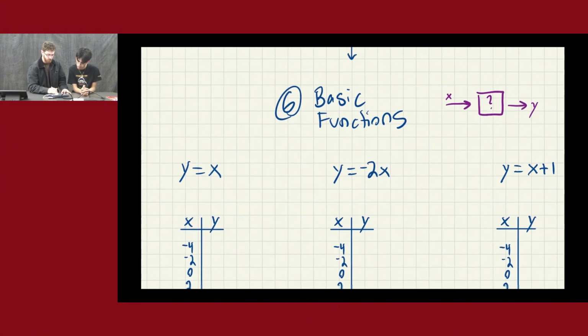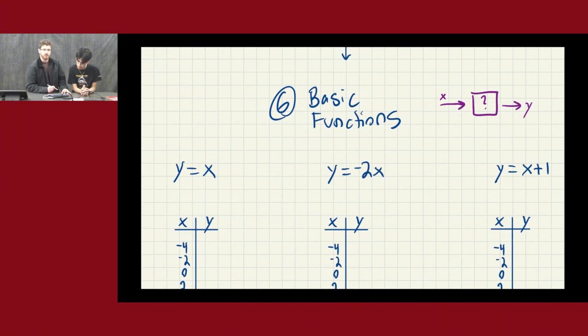So in the case of y equals x, that function is just, you have the same number. 3 goes into the box. The function is y equals x. And, because x equals 3, the output is y equals 3.